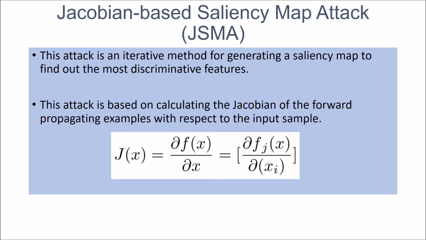Jacobian based saliency map method. This attack is an iterative method for generating a saliency map to find out the most discriminant features. Finding the most discriminant features in the data is very important. Once you find the most discriminative features in the data, you start perturbing them to change the classification output. This attack is based on calculating the Jacobian of the forward propagating example with respect to the input sample. Once you have made the Jacobian based saliency map, you start perturbing the most salient features heuristically, and finally you get an example which fools the classifier.